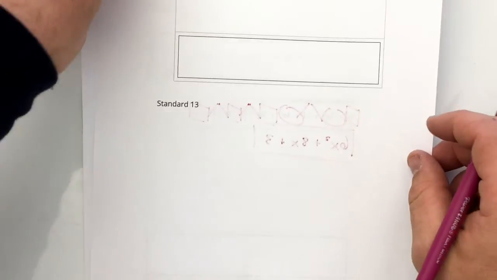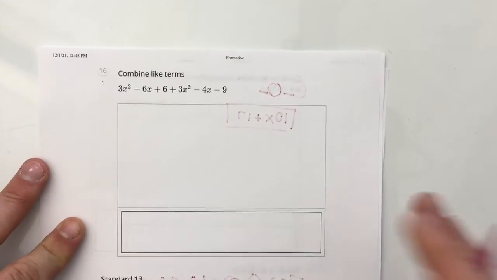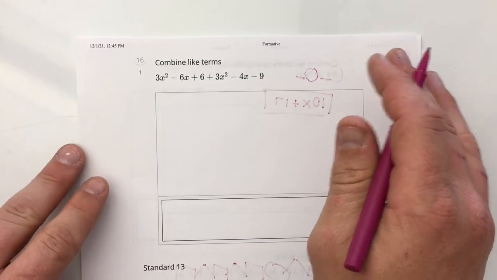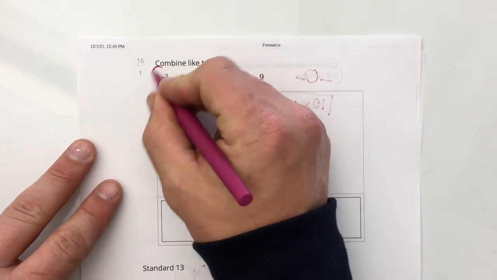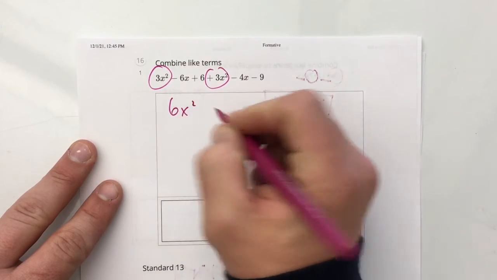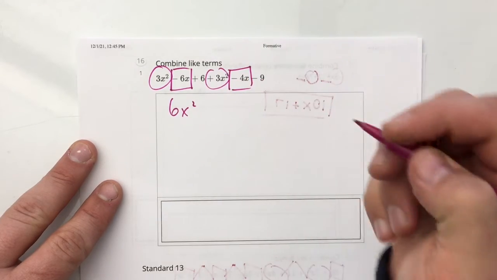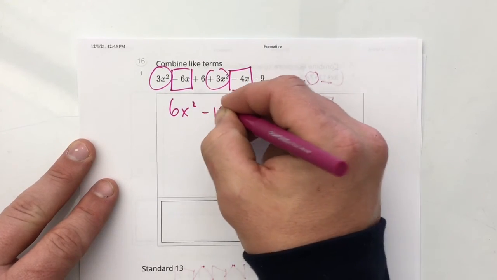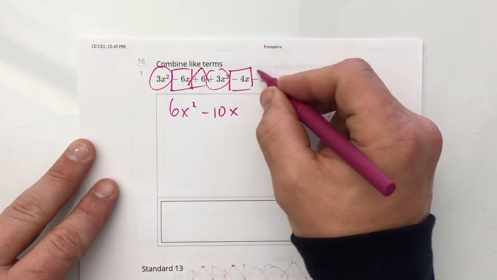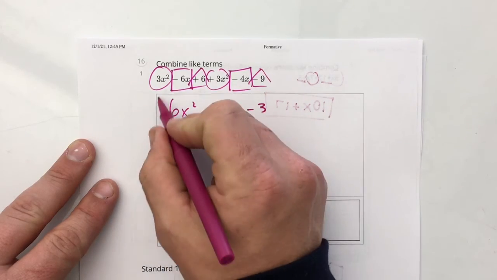Number 16. 3x squared minus 6 plus 6 plus 3x squared minus 4x minus 9. So again, start with the x squared. 3x squared plus 3x squared is 6x squared. Now we have minus 6x minus 4x, which is minus 10x. And then you have plus 6 minus 9. 6 minus 9 is negative 3.